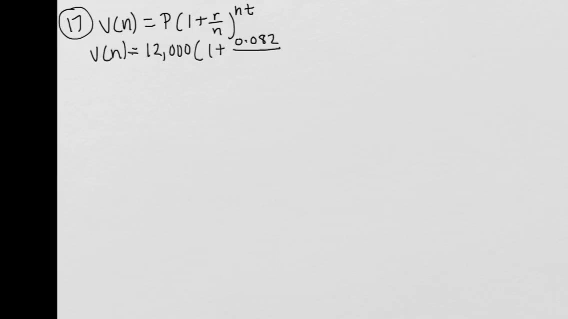And then quarterly means that n is 4. That's 4 times a year. So then that 4 is also written up here. And then we want to know for 10 years, right? That's the first part of the question. So we simplify all this.